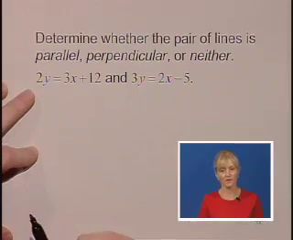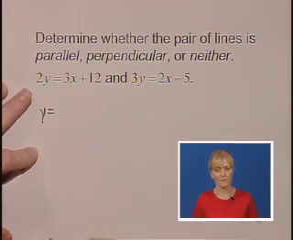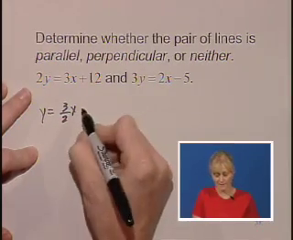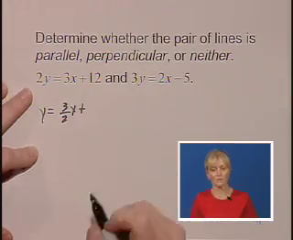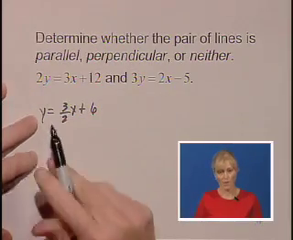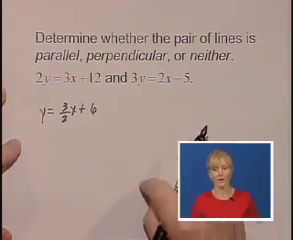So let's divide this first one through by 2. Both sides, we'll have y equals 3/2 x, and we'll also divide 12 by 2 and get 6. We have this now in the slope-intercept form, so we'll move along to equation 2.